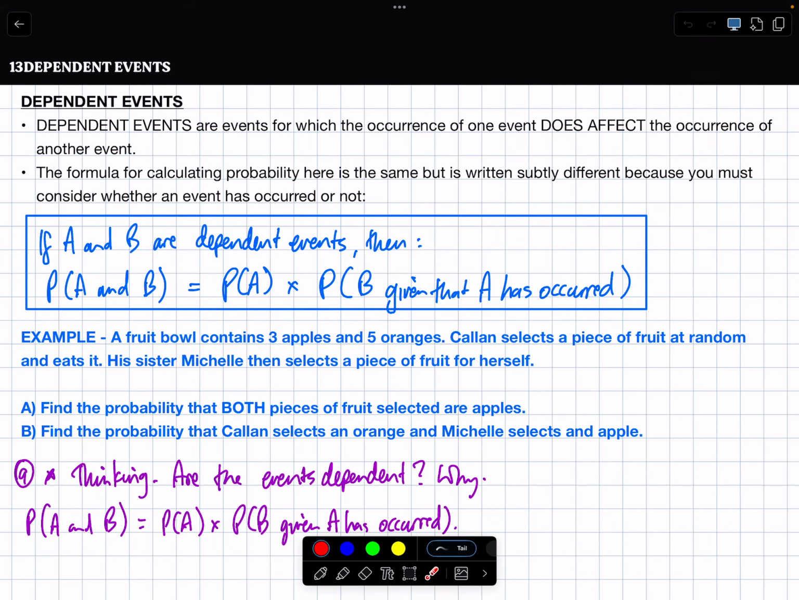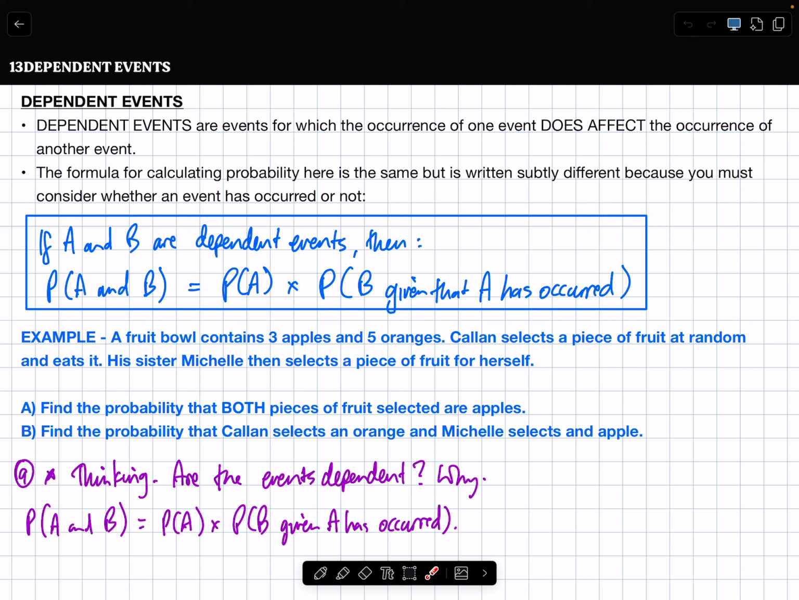Last lesson was about independent events, where one event had no effect on the probability of the other. Now we are talking dependent events, where the occurrence of one event does affect the occurrence of the other. The formula is the same, it's just worded slightly differently.